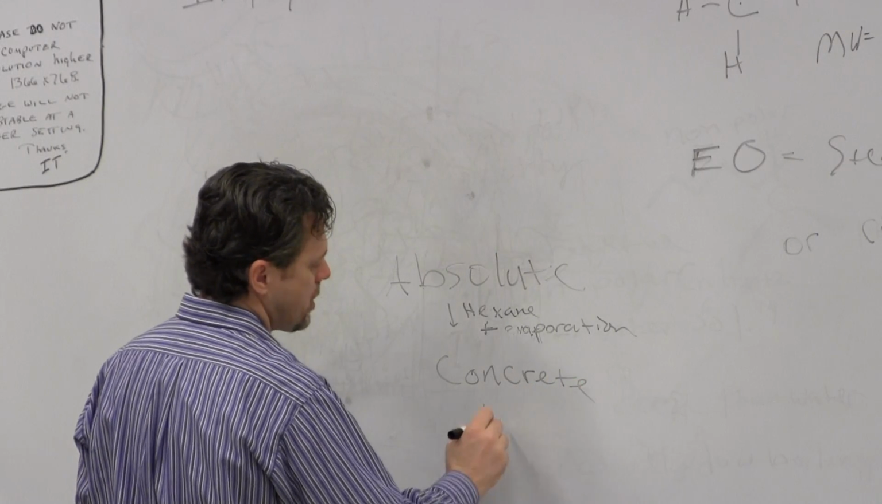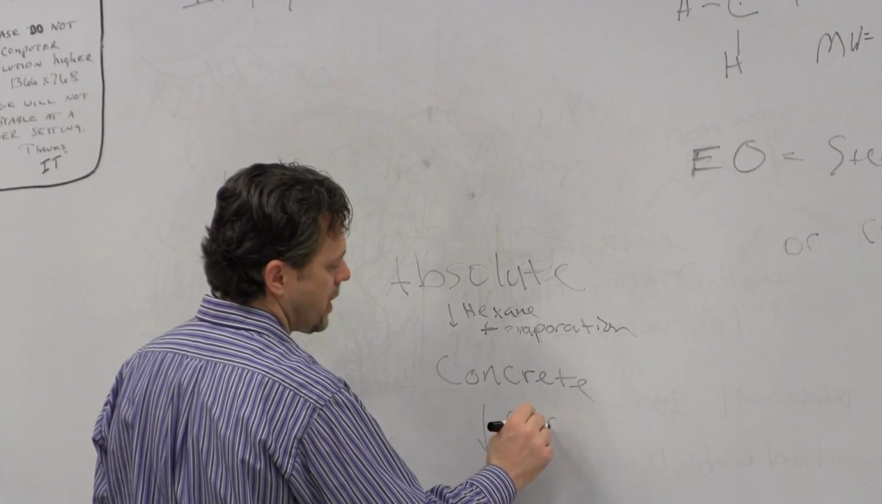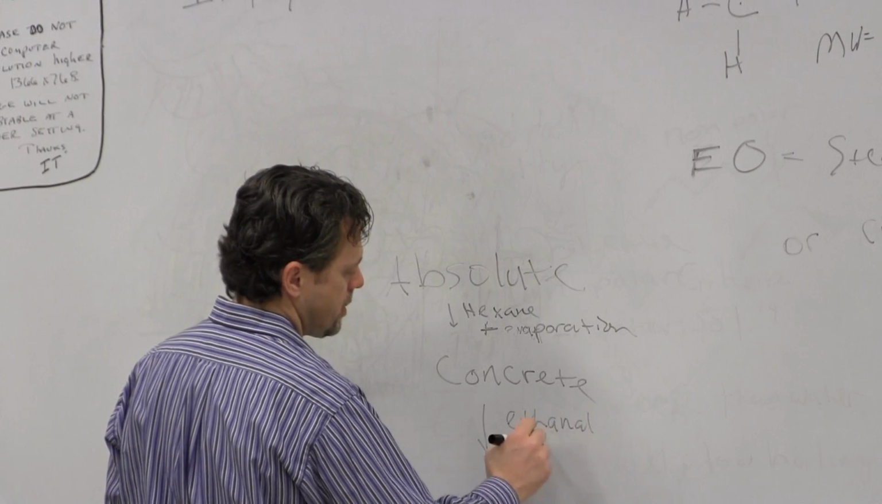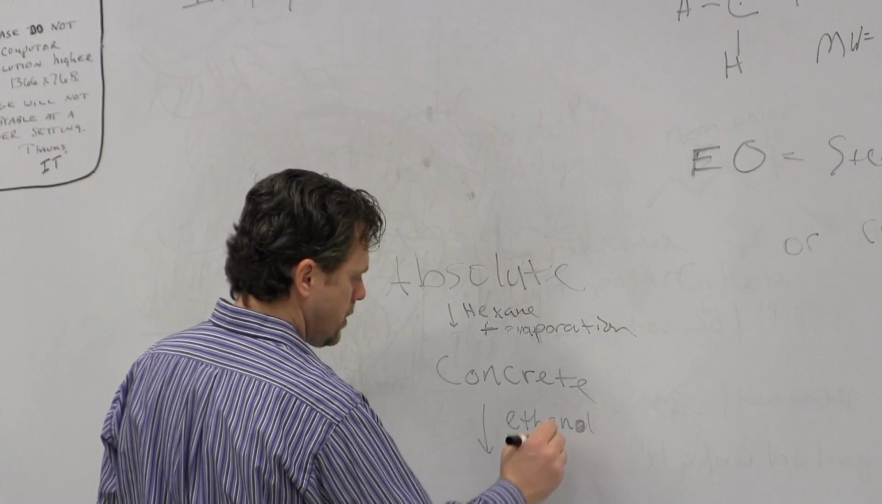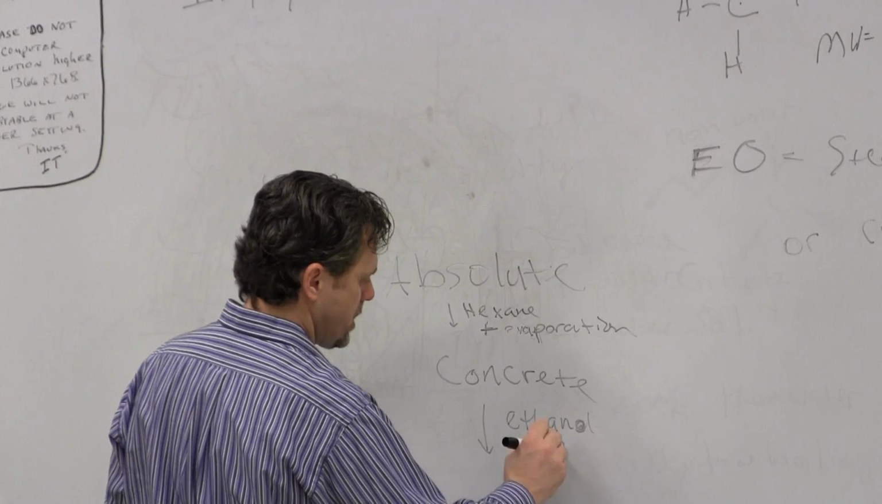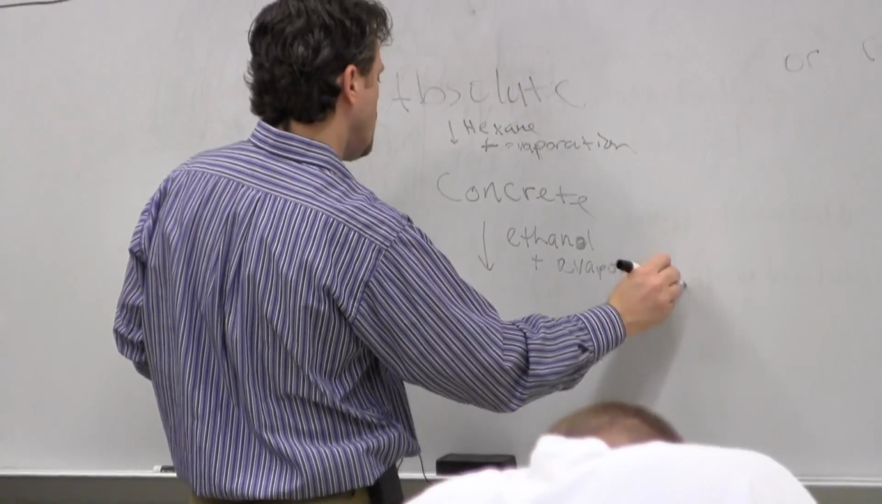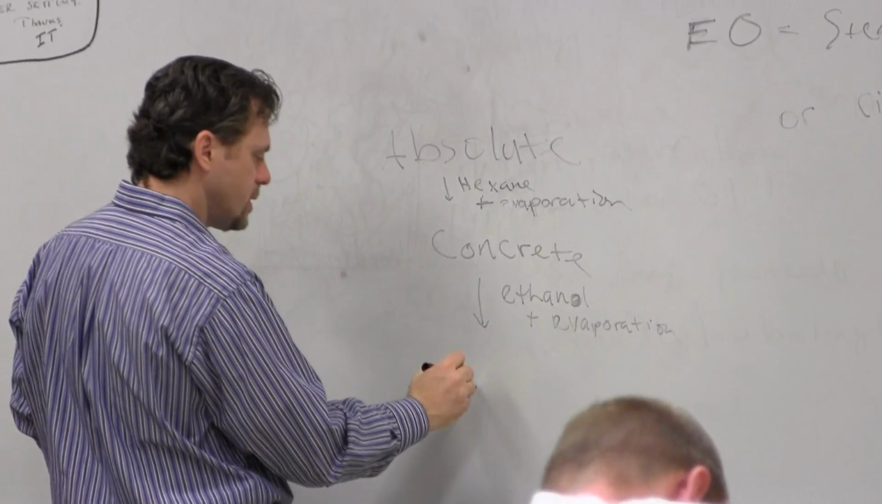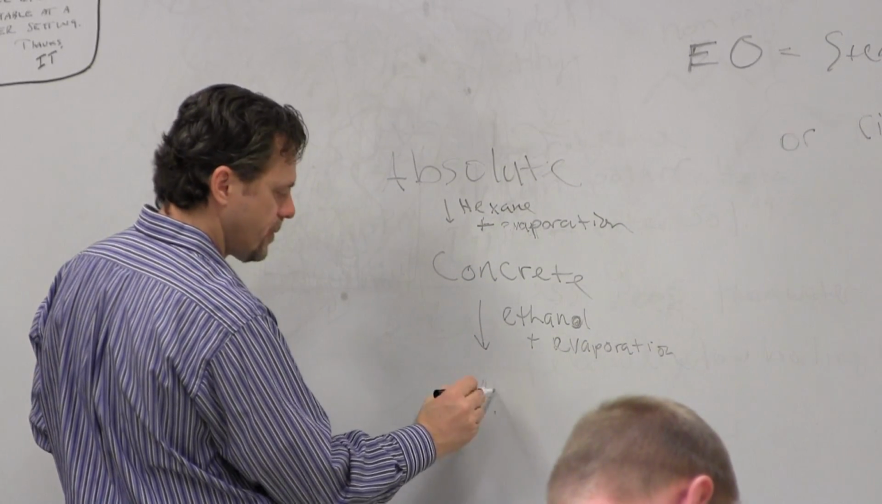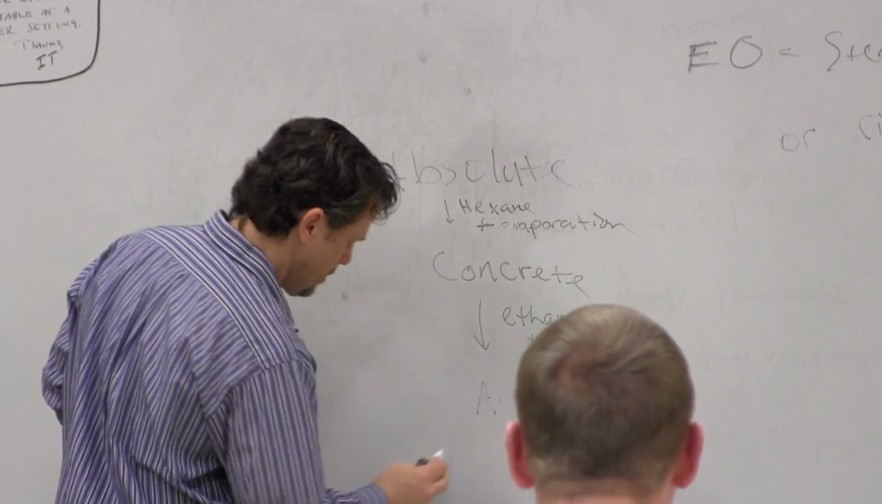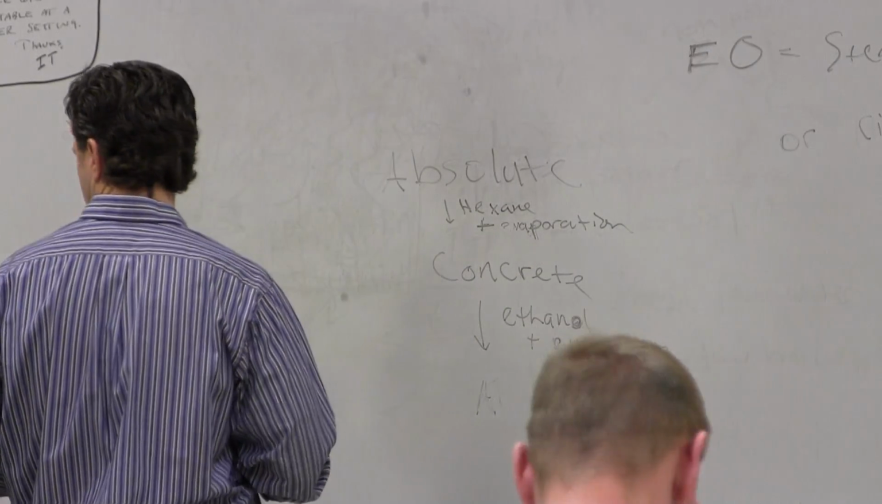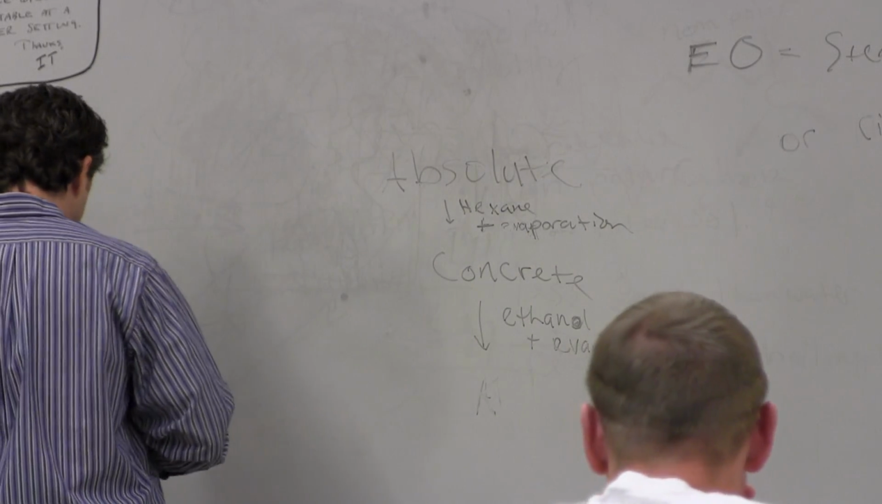Then you do an ethanol extraction on the concrete, plus evaporation. And after you do that, you get what's called the absolute. And this absolute should have very little ethanol left in it, maybe 1% or less.